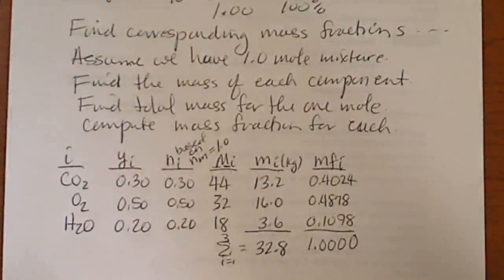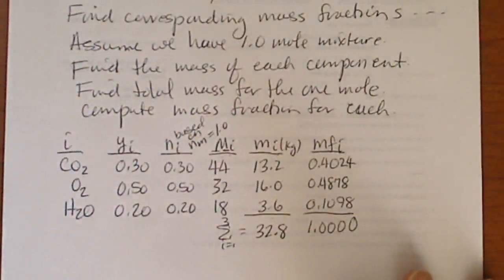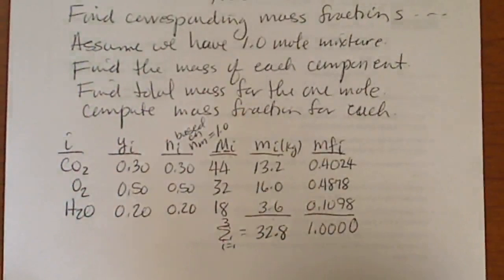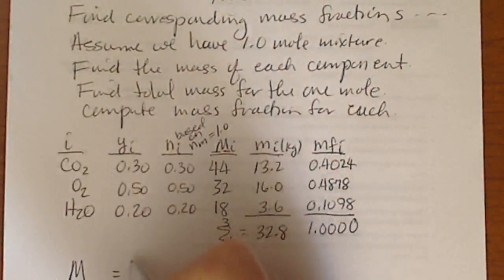We might need to know the average molar mass for this mixture, if you will. And how can we do that? The average molar mass for the mixture is the mass for the mixture divided by the number of moles for the mixture.